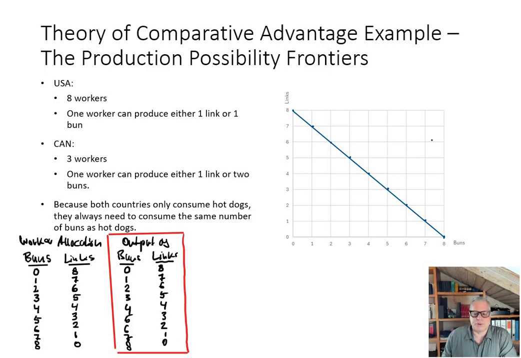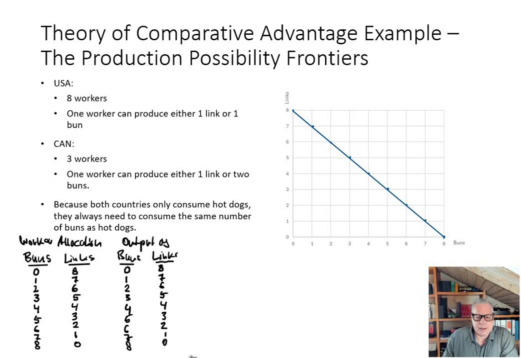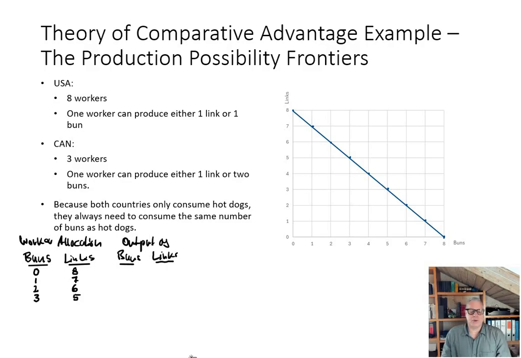Okay, so now let's do next the same thing for Canada. So I'll just erase this again here. And for Canada, we have only 3 workers. So that means I can erase these. And what I can do is, okay, so now we do Canada.